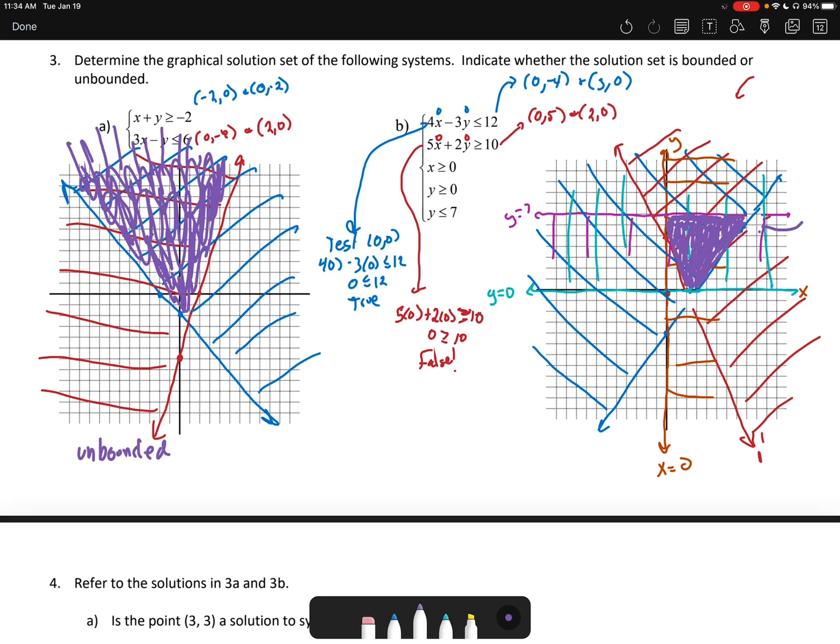This one can actually be enclosed by a circle, right? If I wanted to, I could draw a circle all the way around that. So this one is considered bounded.